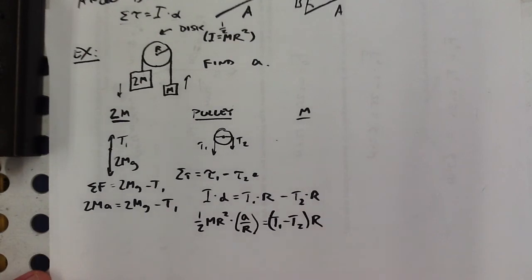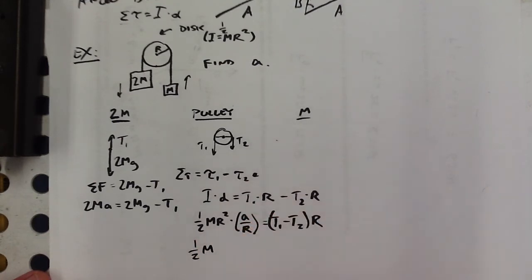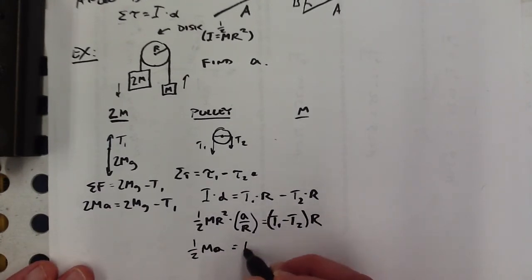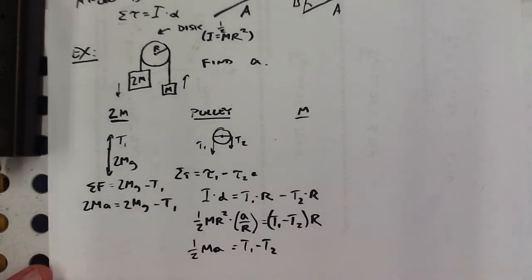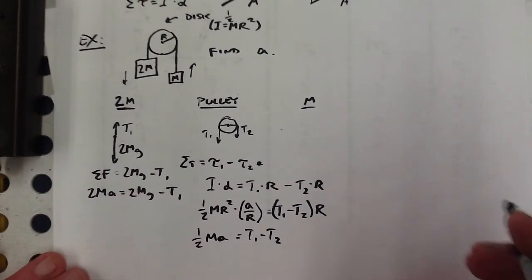times r. So if you look at what happens with all the r's, one cancels here, and then there's an R on this side and an R on that side, so those also cancel. And this simplifies to 1/2 M A equals T1 minus T2. And if you're thinking like, oh, I'm going to multiply that through by 2 so I don't have any fractions, hold on, cool your jets for a second here.